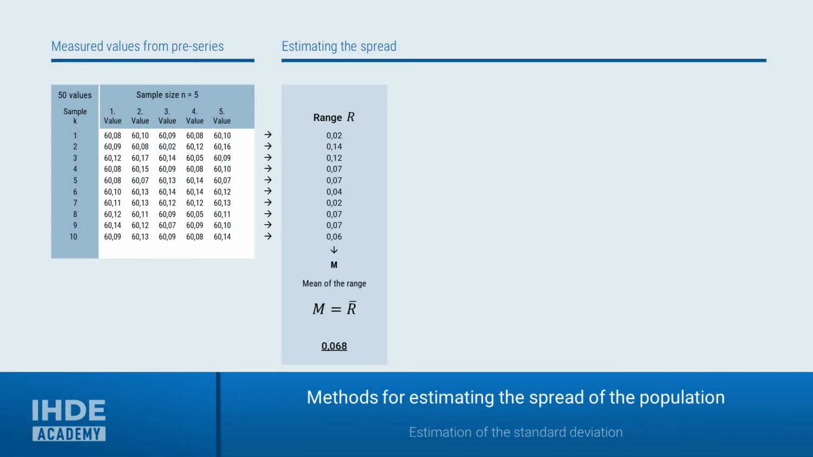The range was calculated for the 5 individual values of a random sample and documented in the right-hand column. The mean value was then calculated from these ranges. Our R-bar has a value of 0.068 mm.